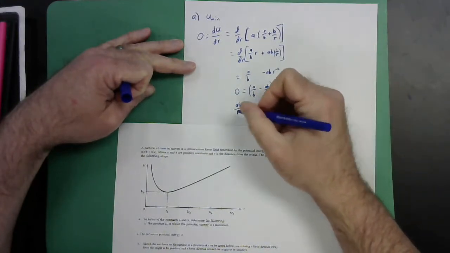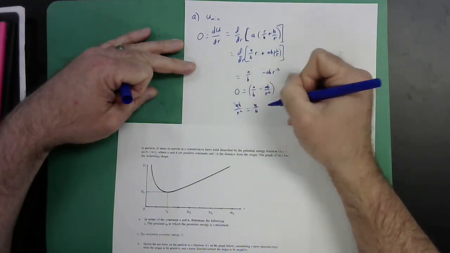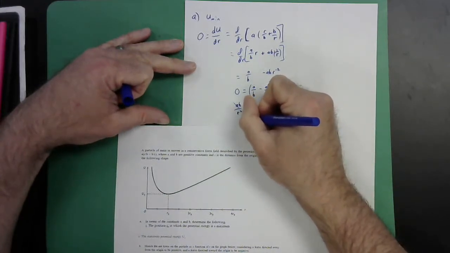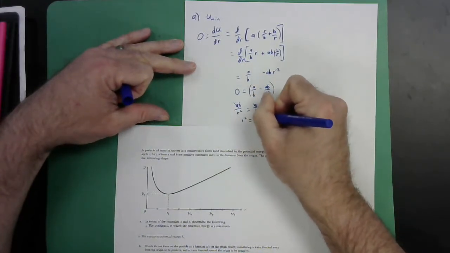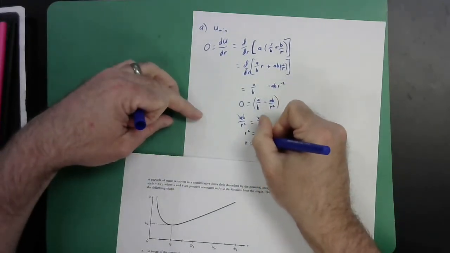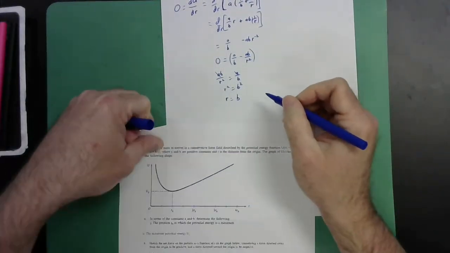And then you say, hey, look, do you notice that both terms have an A in it? I can divide through by A. Bam, bam. Let's see, let's divide by B. I'm going to end up with R squared is B squared when I rearrange that. And so R is B. So R is B is our answer.